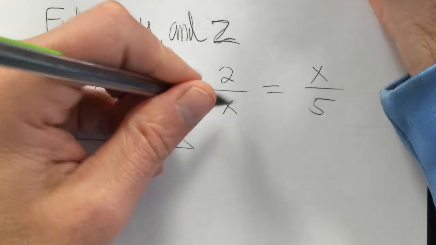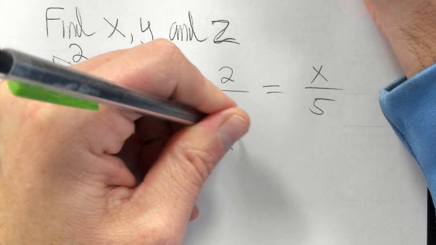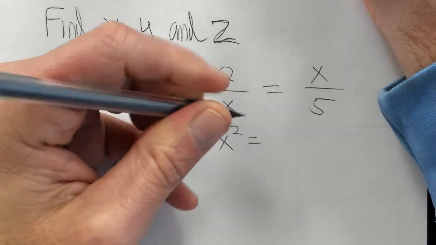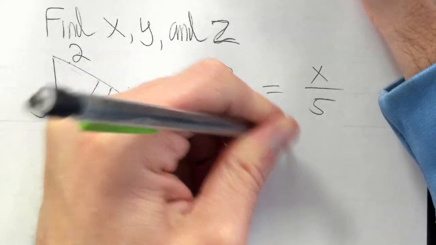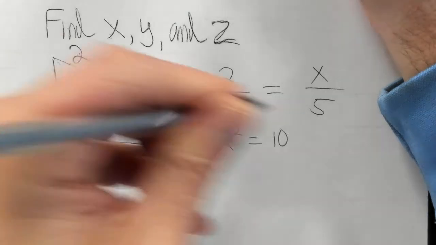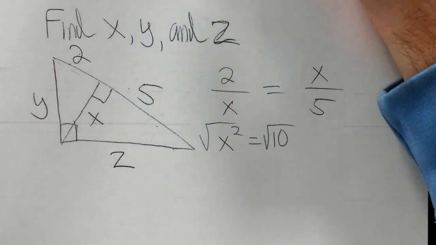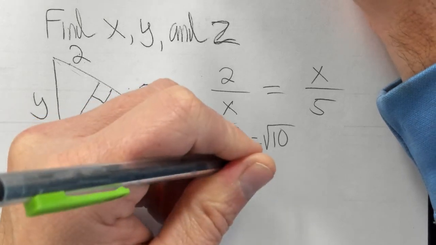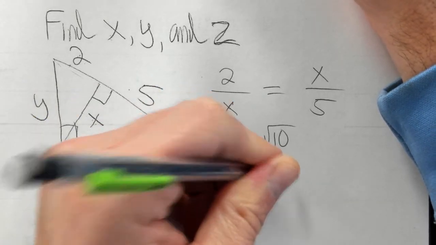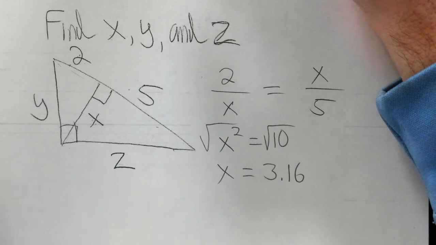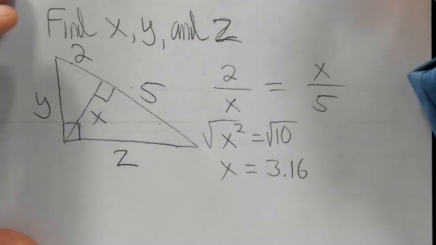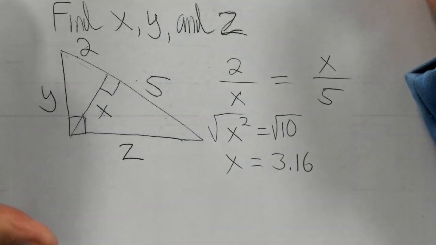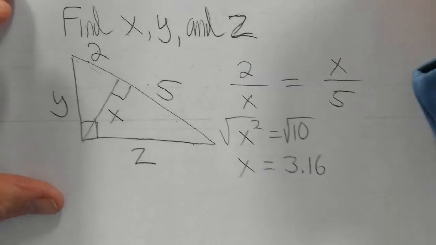With cross products. X times x is x squared. 5 times 2 is 10. And if I wanted to find the value of x, I would now need to take the square root of both sides. Square root of x squared is x. And then the square root of 10 is going to leave me with 3.16 as the correct value for x. That's your value for x. Okay, we're not done yet. We've got to find y and z.